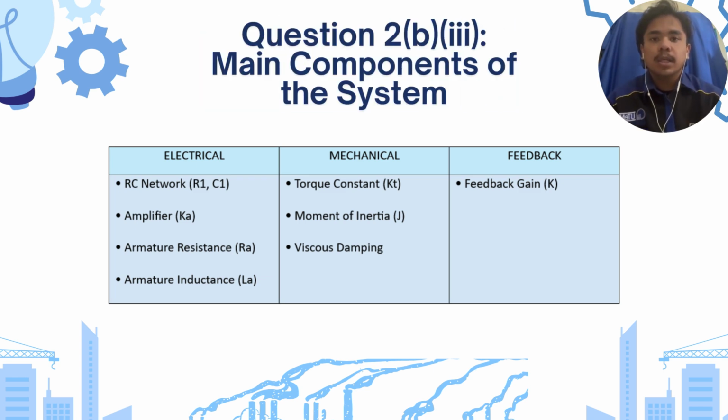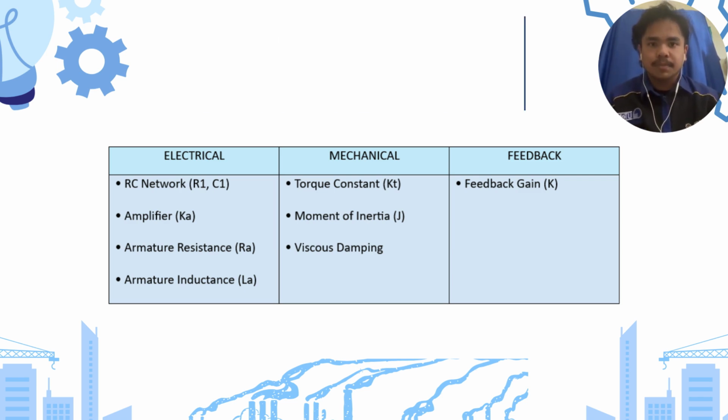For question B3, we are required to identify the main components of the DC motor control system shown in question 2b. The system consists of electrical component, mechanical component, and a feedback element. Each of these components plays an important role in determining the dynamic behavior of the overall system.